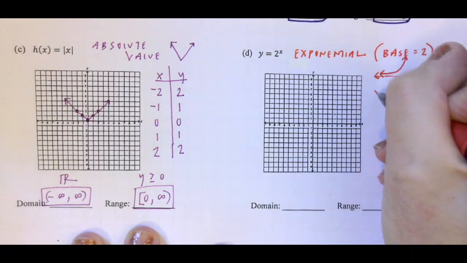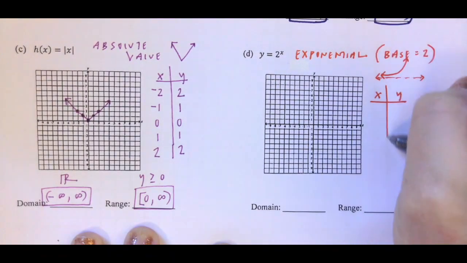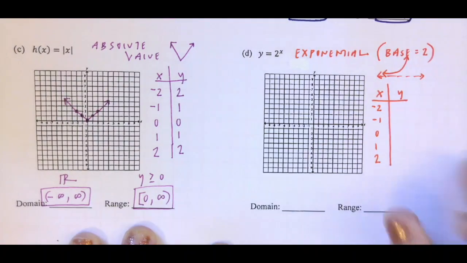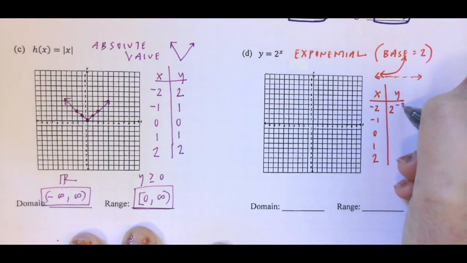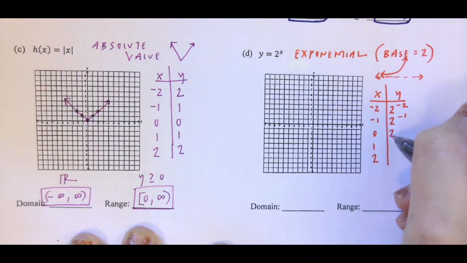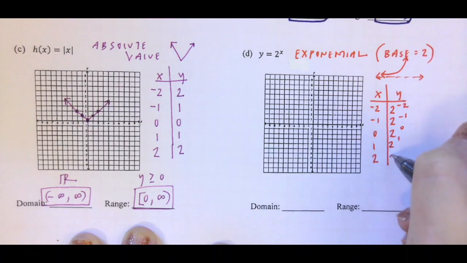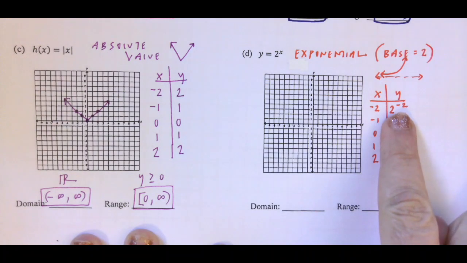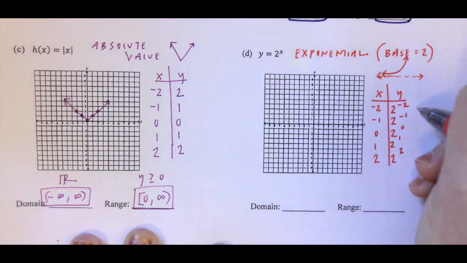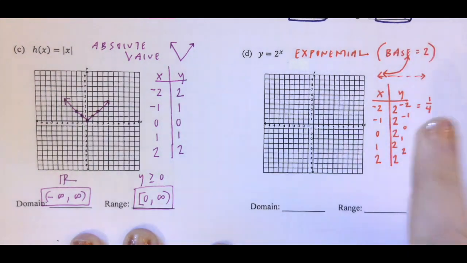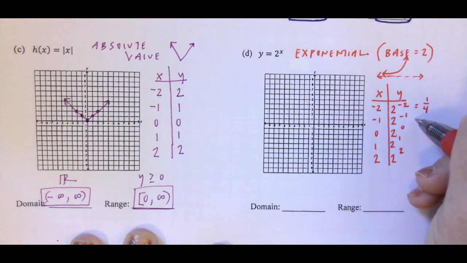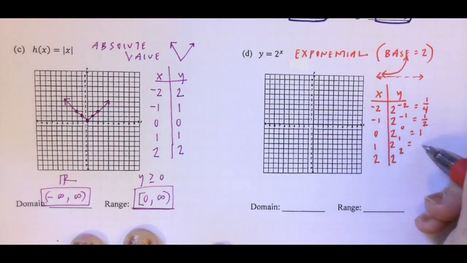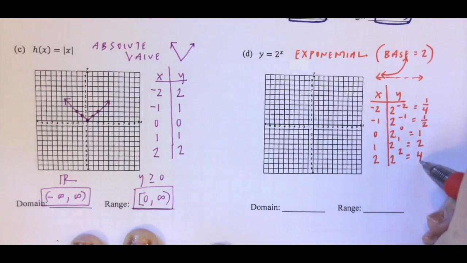So again, if I make a little table to start, inputs and outputs, I'm going to use -2 up to +2. And when I input, I'm saying 2 to the -2nd, 2 to the -1st, 2 to the 0, 2 to the 1st, 2 to the 2nd power, like that. So if I'm saying 2 to the -2nd power, that's like saying 1 over 2 squared. So that's 1/4. 2 to the -1st, that's 1 over 2 to the 1st, so 1/2. 2 to the 0 power is 1. 2 to the 1st power is 2. 2 to the 2nd power is 4.